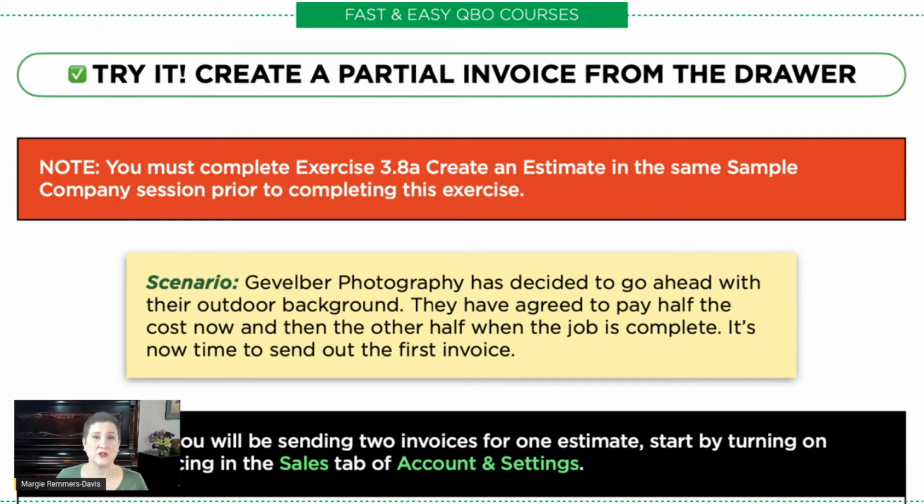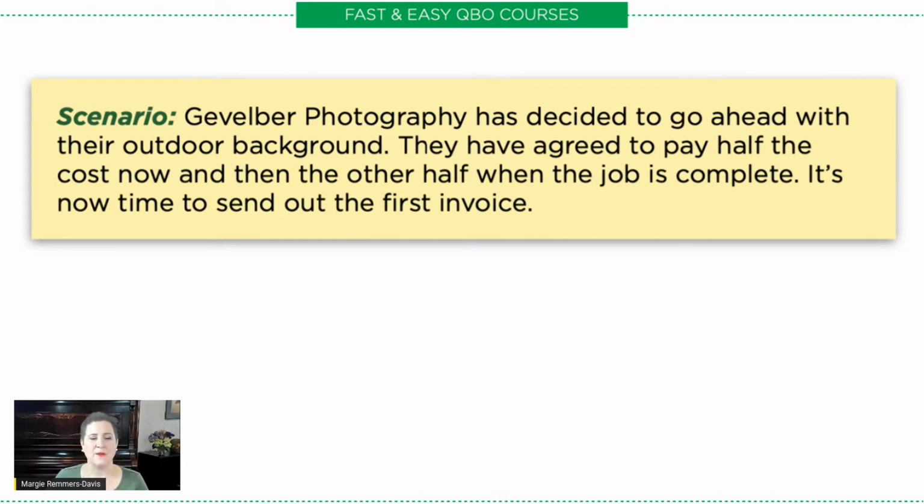All right, so let's take a look at our scenario. This is part of a long series of estimates. So we've gone through this whole stage of sending out the estimate. And now Gavelber Photography has decided to go ahead with their outdoor background. They have agreed to pay half the cost now, and then the other half when the job is complete. It's now time to send out the first invoice. So that's the same scenario as the previous exercise, but we are going to do it in a different way than that previous exercise. All right.